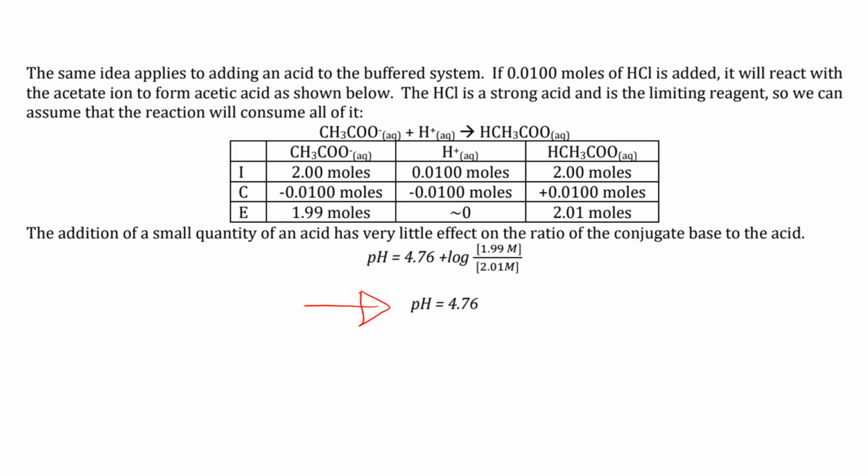You're going to plug in the conjugate base here, and then you're going to plug in the concentration of the acid according to the reaction. So in the end, you end up with a pH that's pretty much the same as before. So that's why they were able to resist changes in pH.